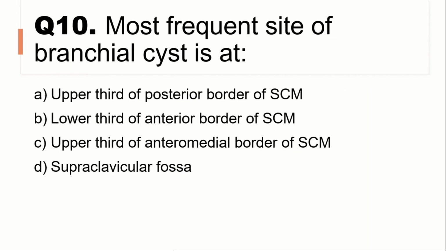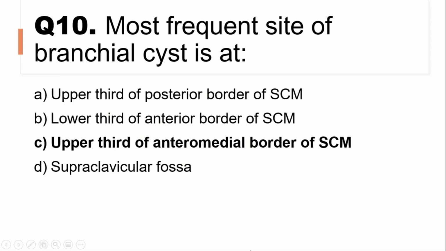Next question. Question number 10. Most frequent site of branchial cyst is: Option A, upper third of posterior border of sternocleidomastoid muscle. Option B, lower third of anterior border of sternocleidomastoid muscle. Option C, upper third of anterior medial border of sternocleidomastoid muscle. And option D is supraclavicular fossa. So the correct answer here is option C.